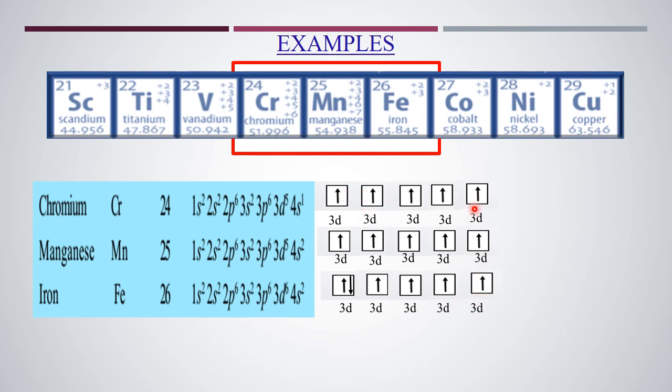As the number of unpaired electrons has increased, their attraction towards the magnet also increases, and this extreme attraction towards the magnet is called ferromagnetic behavior.